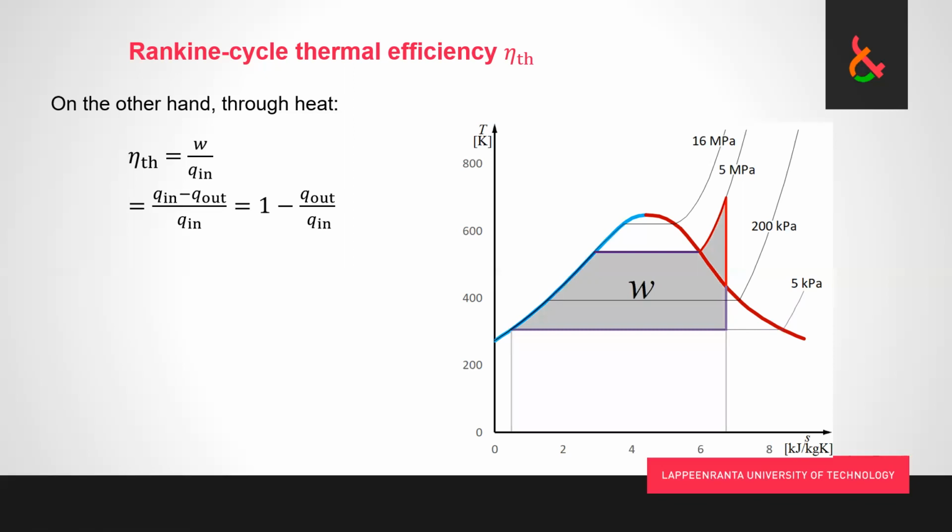And work is then what is in between, because we have no other losses here in an ideal process. So basically, specific net work is heat in minus heat out. And in this form of the definition of the thermal efficiency, we can divide it with Q in, and our efficiency looks like 1 minus the ratio of heats.